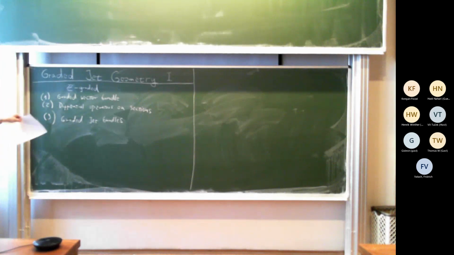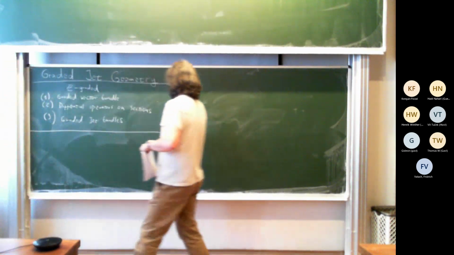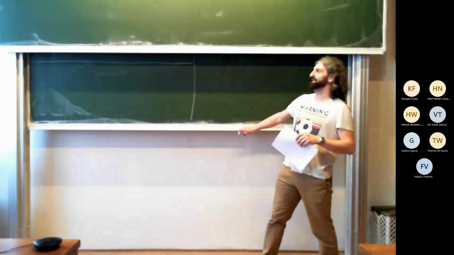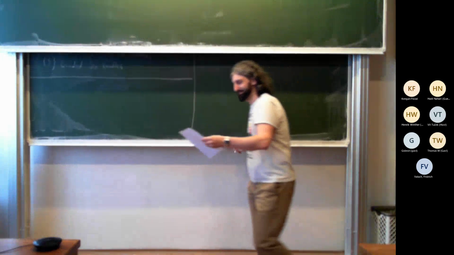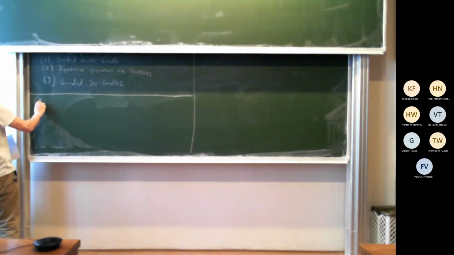And of course, jet manifolds are obtained as a special case by considering a trivial vector bundle with fiber just R. Okay, so this is my outline. So I will hide it so you don't see it. So first of all, part one.